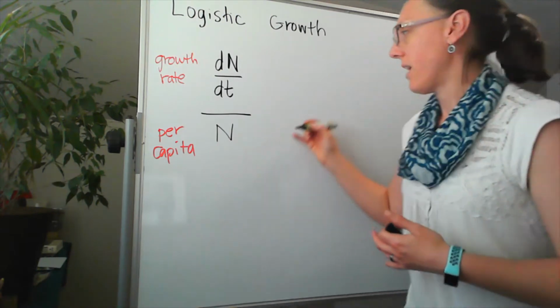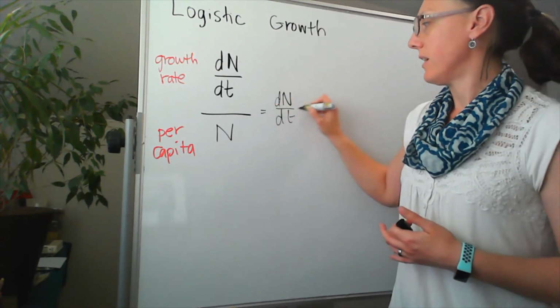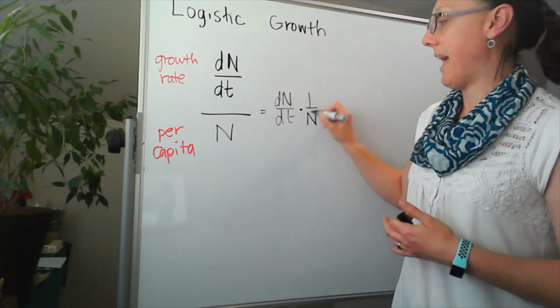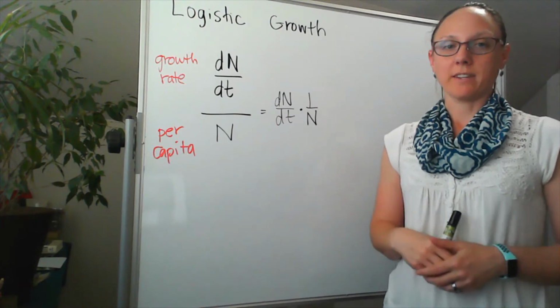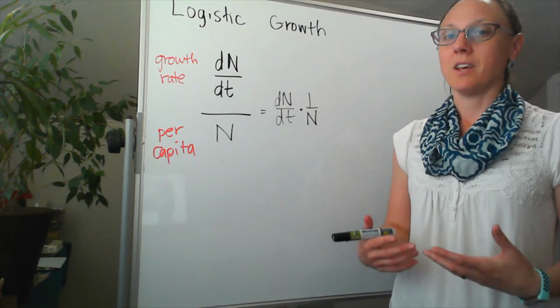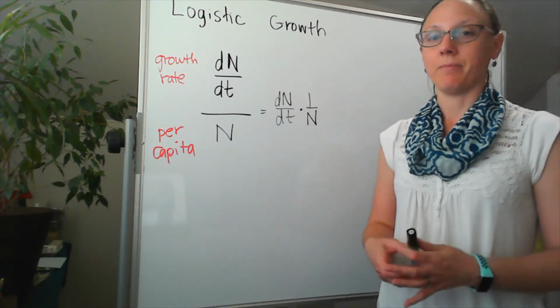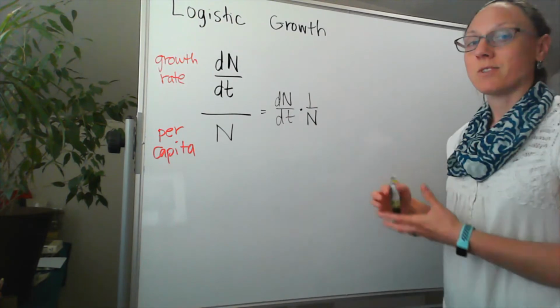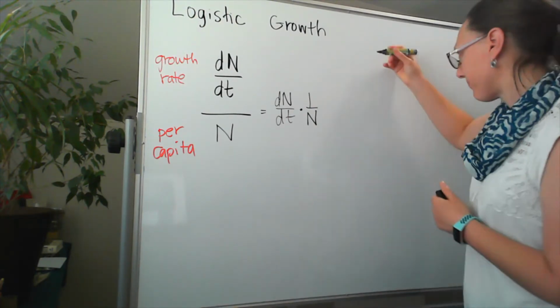Another way that we can write that is to say dN/dt times 1 over N. There are a lot of different per capita growth rates, but the logistic growth rate in particular assumes that this per capita growth rate is a linear function. And in particular, it assumes that it is a decreasing linear function.